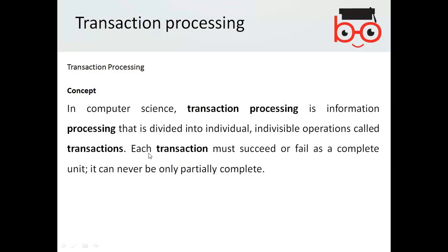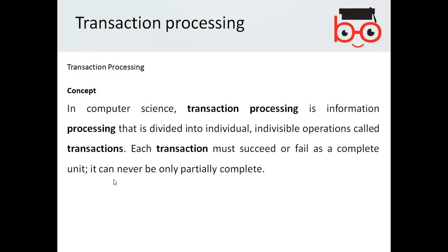Now next is transaction processing. In computer science, transaction processing is information processing that is divided into indivisible operations called transactions. Each transaction must succeed or fail as a complete unit. It can never be only partially complete. So when it comes to transaction processing in a database, it must be completed or fail, but it cannot be partially complete.